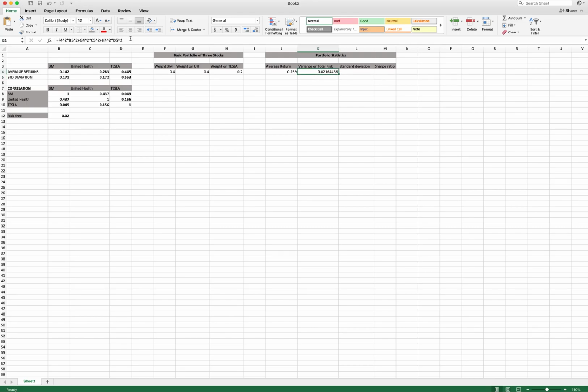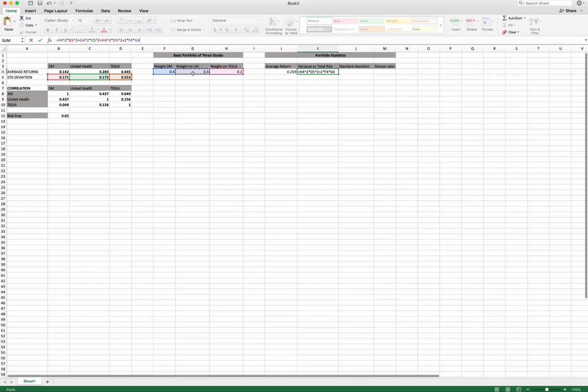Well, not quite, because I still have to do all the cross terms. The cross terms are what? They're 2 times, if I want to think about the cross terms between 3M and United Health, the weight on 3M times the weight on United Health times the correlation between 3M and United Health times the standard deviation of 3M times the standard deviation of United Health. Okay, so that's lots of terms.